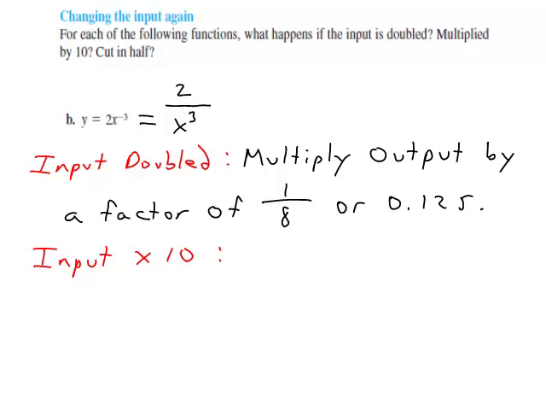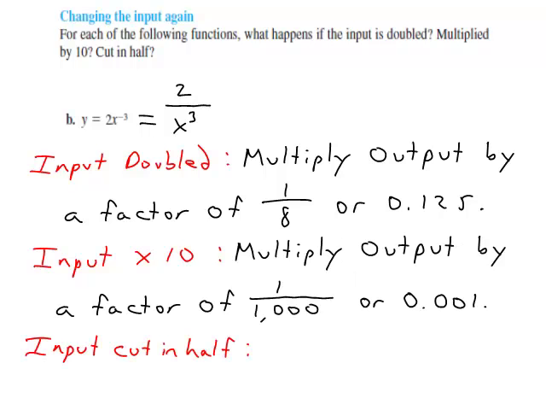Now if the input were multiplied by a factor of 10, then we would have an extra factor that we would have to multiply the output by, which would be 1 over 10 raised to the third power, which we could rewrite as 1 over 1000, which is also equal to 0.001. So if the input is multiplied by a factor of 10, then the output is multiplied by 1 over 1000, or 0.001.